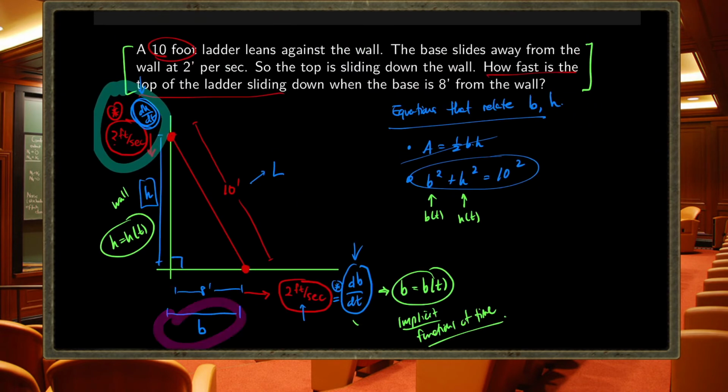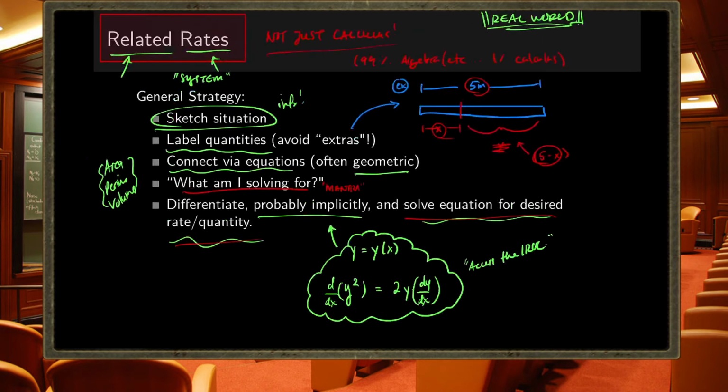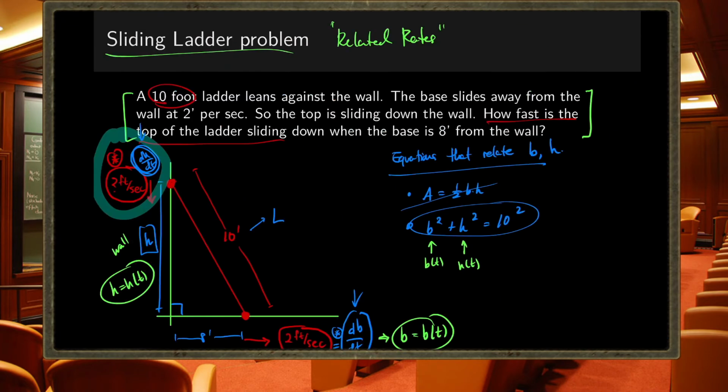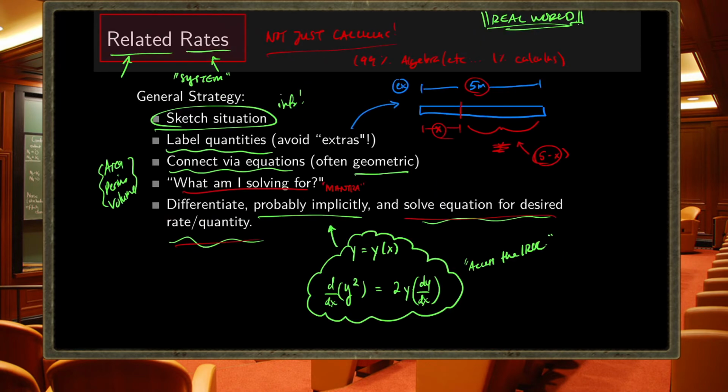And we labeled quantities as best we can. We said, since this is changing and this is changing, give them variables. We know this is fixed, so we can just keep it as 10. And then we named the rates based off of those variables, and in so doing, assumed that they are implicit functions of time. That happens a lot. Then we connected them via equations, often geometric. We looked at the area formula. We said that's no good, but this one relates B and H together. And we can differentiate them now implicitly and solve for that quantity.